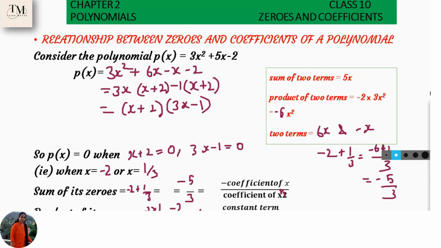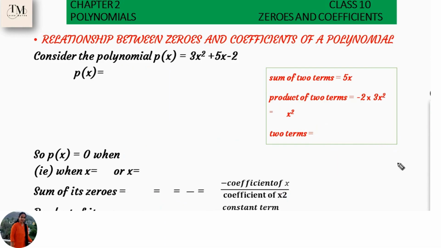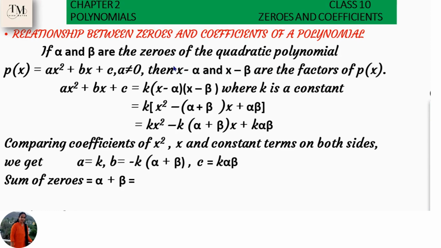So we are going to define this in general form. So that is, we are going to take the roots as alpha and beta. Okay. So we got two roots here. So those two roots, in general, we are going to take as alpha and beta. So if alpha and beta are the zeros of the quadratic polynomial, this is the polynomial ax square plus bx plus c. Here a is not equal to 0. Then if alpha and beta are the zeros, then x minus alpha and x minus beta will be the factors.